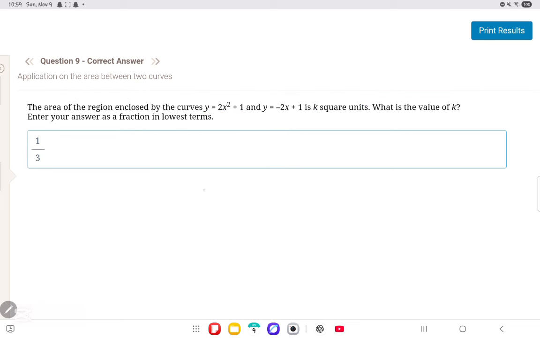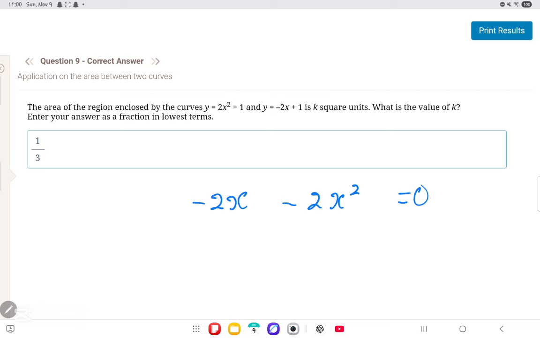So what does it mean to lead with it? That means minus 2x plus 1 minus 2x squared plus 1. I will move the other values to the other side. So now minus 2x squared minus 2x, since the 1s cancel out.